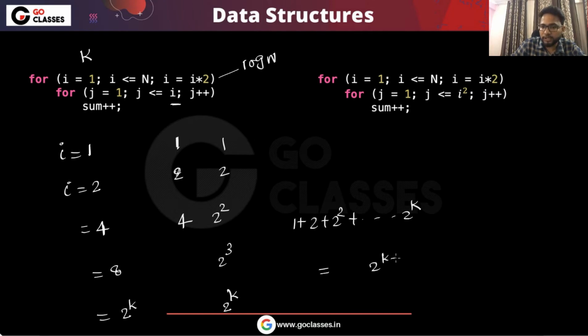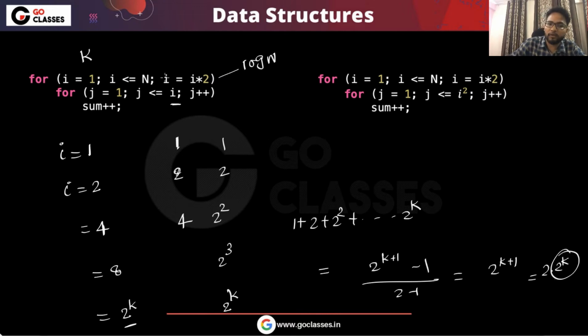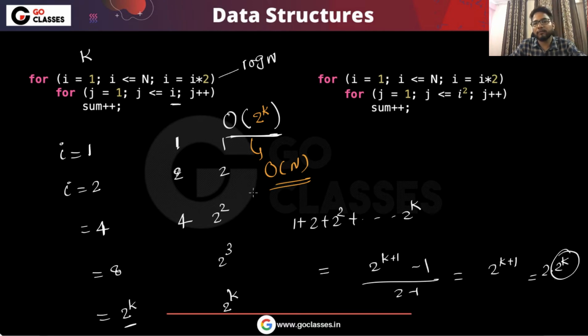So you will say this is (2 power k plus 1 minus 1) upon (2 minus 1), which means this is just 2 power k plus 1 in asymptotic sense, and then this is just 2 into 2 power k, so you can just ignore this 2. So it is 2 power k, and 2 power k is n, right? Why? Because I have assumed that 2 power k is n, then only it is stopping. So this is running order of how much time? Order of 2 power k times, because the total number of iterations is 2 power k, and this 2 power k is order of n, so it will be running order of n times. This is the time complexity of this for loop.